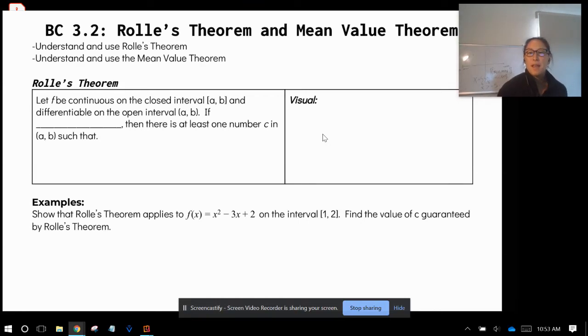All right, Rolle's theorem and mean value theorem. Rolle's theorem is just a special case of mean value theorem. But we'll start with Rolle's theorem.